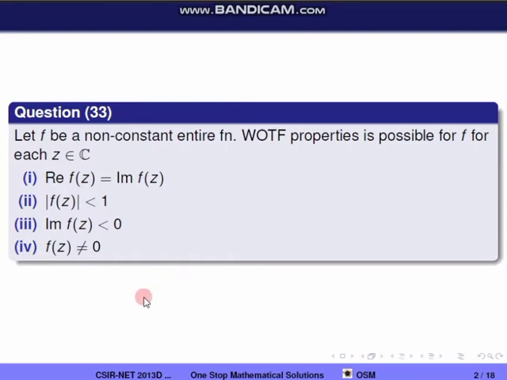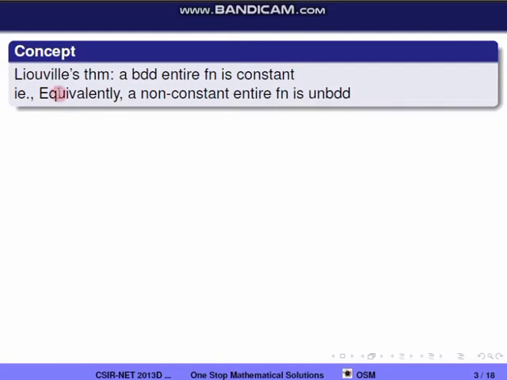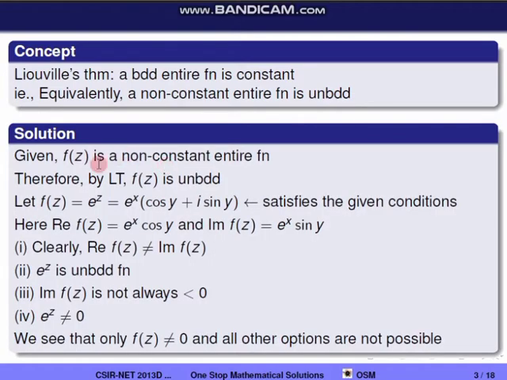So we look into the concepts used. Liouville's theorem states that a bounded entire function is constant. Equivalently, we can say that a non-constant entire function will be unbounded. So we'll move on to the question. They are given f of z is a non-constant entire function. Therefore, by Liouville's theorem, f of z will be unbounded.